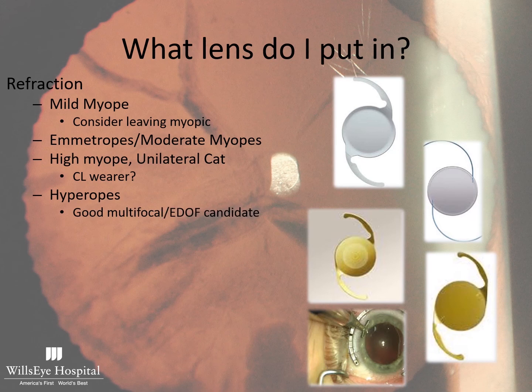Hyperopes are a good candidate for multifocal or extended depth of focus lenses because once they're in the presbyopic age range, they just have poor quality vision across all distances. So that's different than myopes who, until their cataract is bad, have preserved good magnification and contrast at near. So hyperopes tend to adapt well to some of the mild trade-offs in contrast sensitivity that can come with some of the presbyopia correcting lenses.